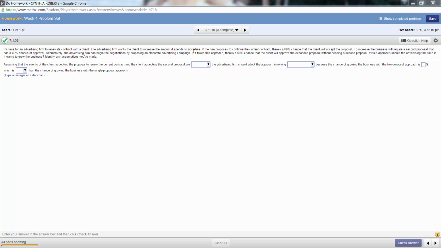And alternatively, they could advertise, and if they advertise, that's a 50% chance, and they don't need the second approval. It's like, how much wood would a woodchuck chuck if a woodchuck could chuck wood, right?